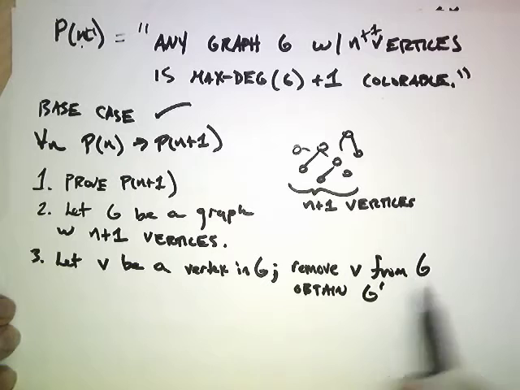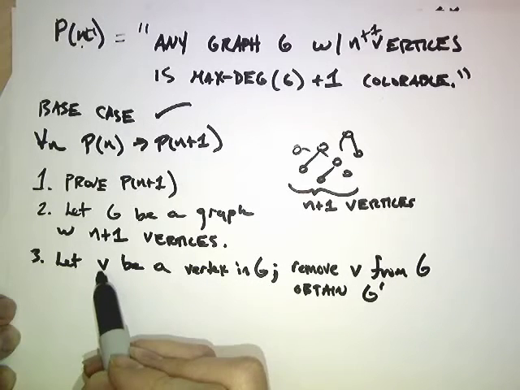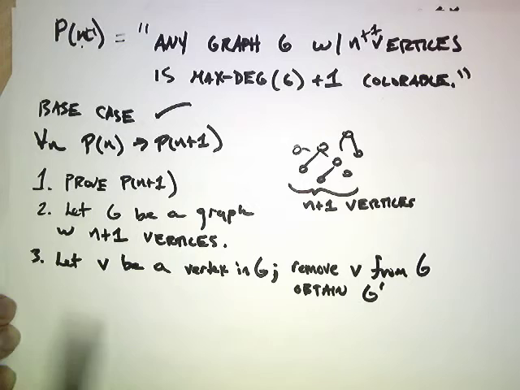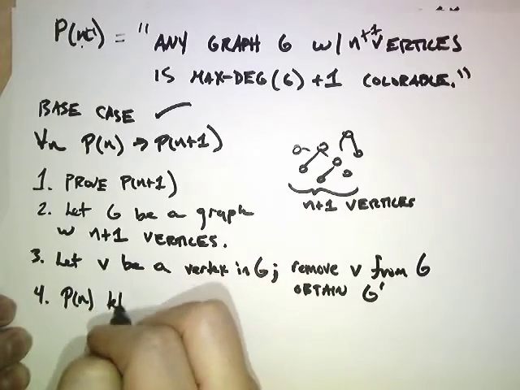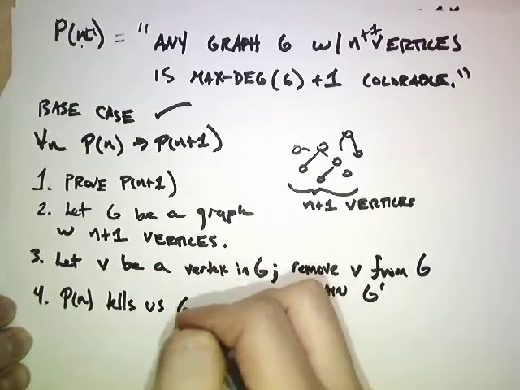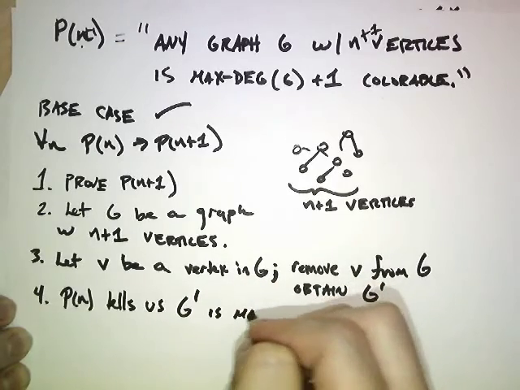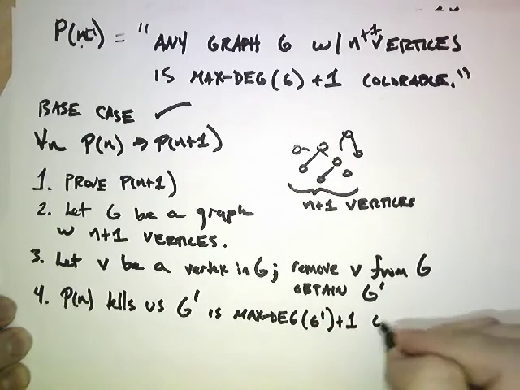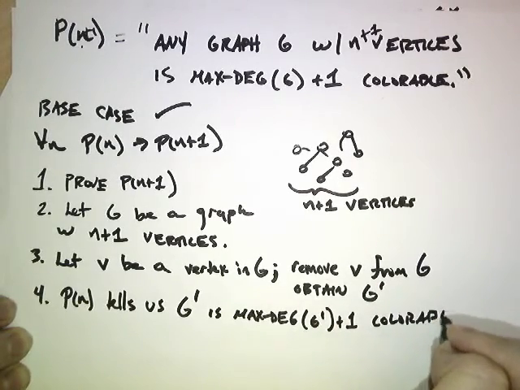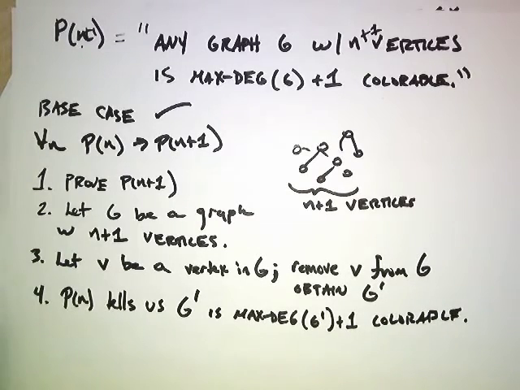So we had G, it had n plus 1 vertices. We took some vertex V, an arbitrary one, we ripped it out and all of its edges, and we got G prime. Now, P of n tells us that G prime is max degree of G prime plus 1 colorable. Right? That's the power of the inductive hypothesis. We know P of n is true. Since G prime has n vertices, we know that it's max degree G prime plus 1 colorable. We know that's true.